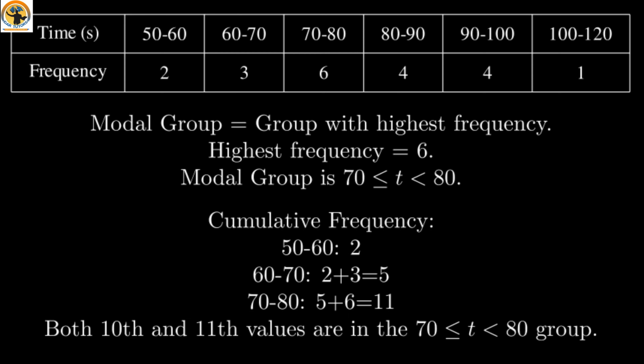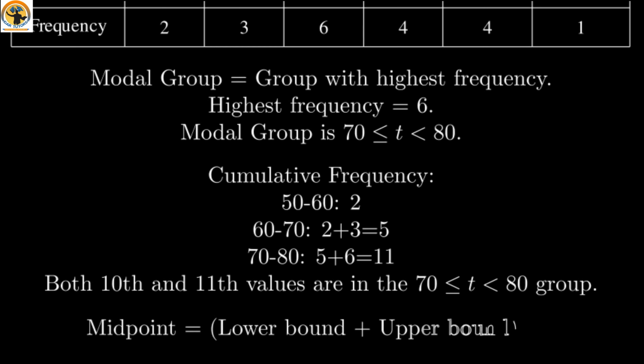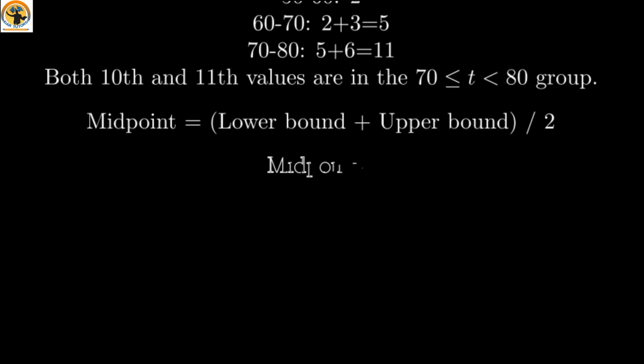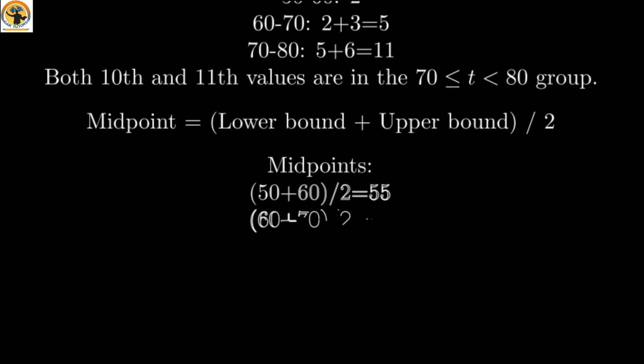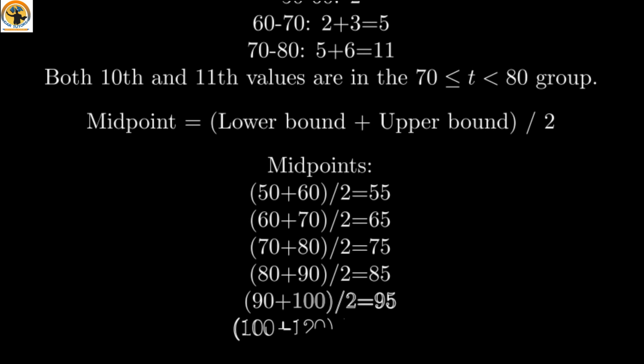Since we don't have exact times, we use the midpoint of each group as a representative value. To find the midpoint, you add the lower and upper bounds of the group and divide by 2. Let's calculate the midpoint for each group. For 50 to 60, it's 55. For 60 to 70, it's 65, and so on for all the groups. Now we treat this like a frequency table problem.